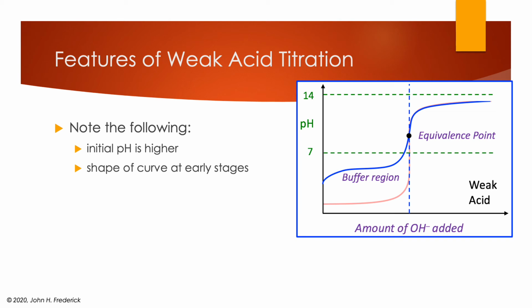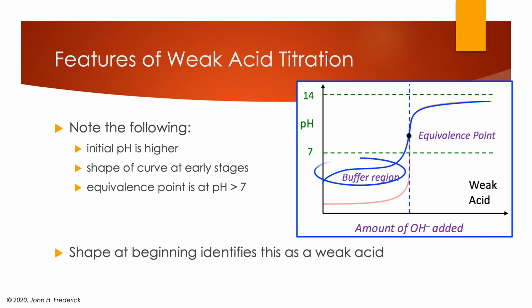You'll note that the equivalence point is above 7. In the strong acid case, it was at 7. Whenever we have a weak acid, we're going to have that pH above 7. And we're going to talk, later on in this module, more about why that occurs. But the shape at the beginning, this characteristic shape, automatically identifies it as a weak acid. So when you see this kind of S shape at the beginning of a titration curve, you probably have a weak acid, not a strong acid.